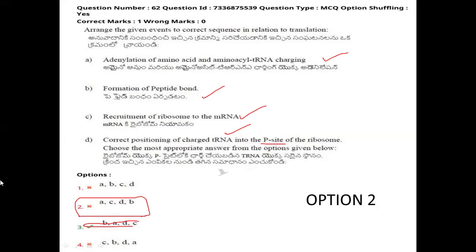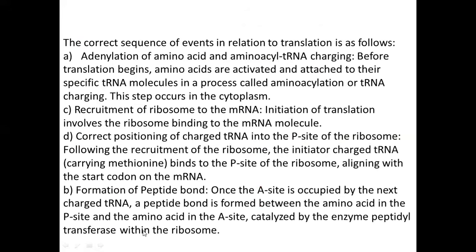That's option 2 is correct, and I guess I've added the explanation slide also. This is your explanation slide and the order: adenylation, recruitment of ribosome, correct positioning of charged tRNA in the P site, formation of peptide bond. So go through this process of translation once, very important.